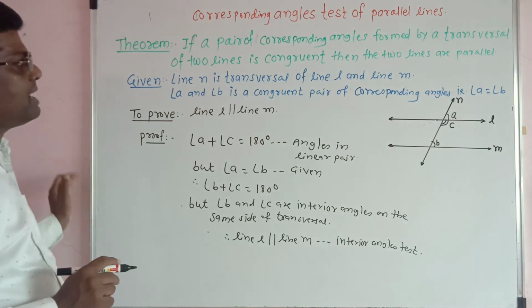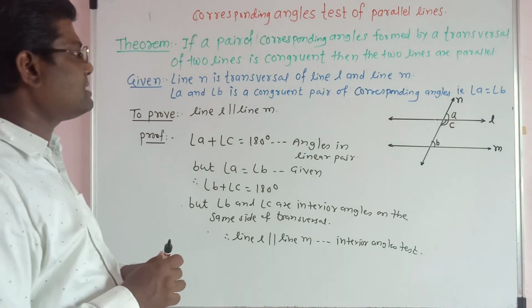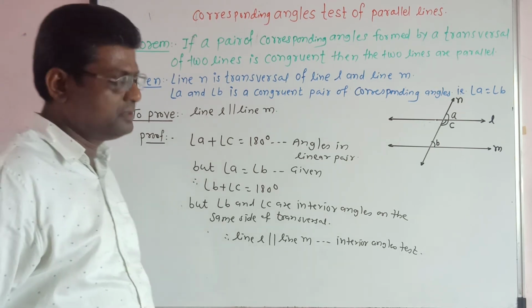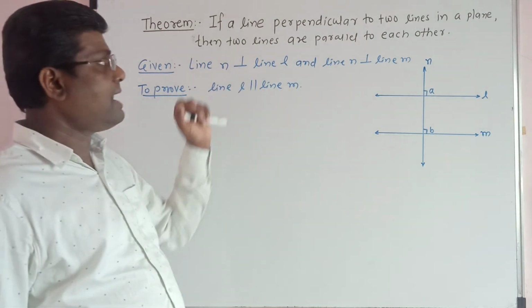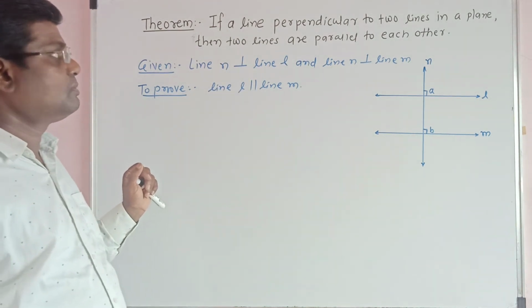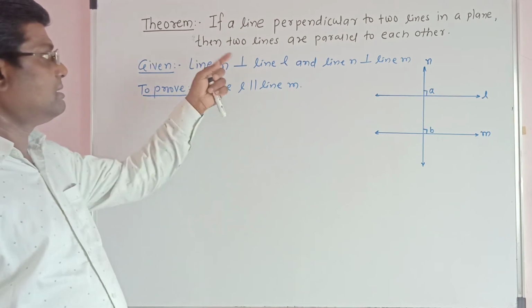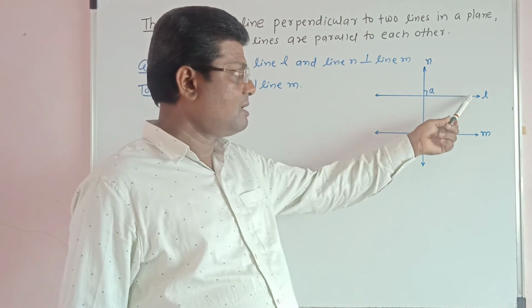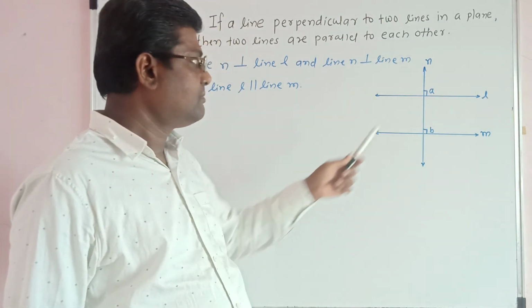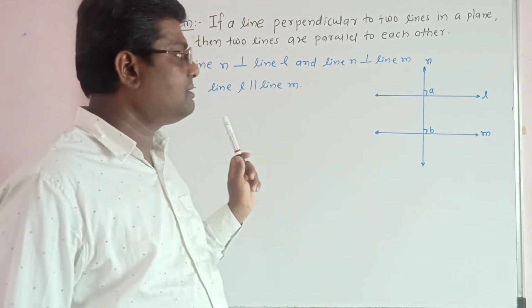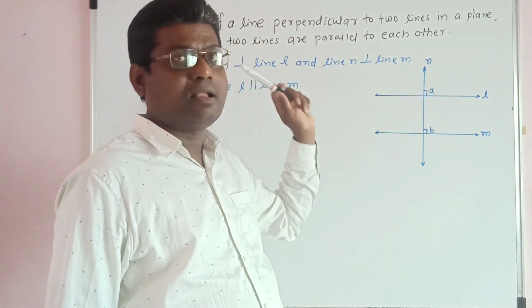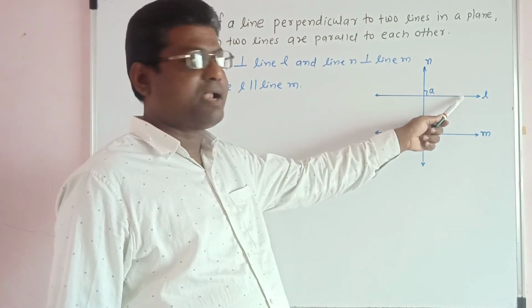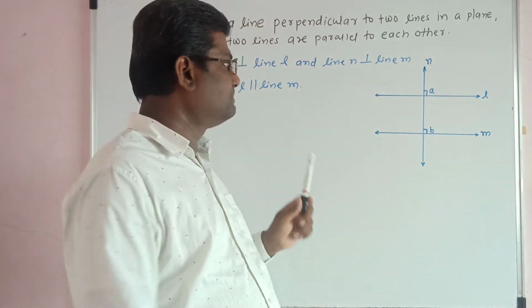So, if a pair of corresponding angles formed by a transversal of two lines is congruent, then the two lines are parallel. Next theorem: if a line is perpendicular to two lines in a plane, then the two lines are parallel to each other. Here two lines are given, line L and line M, and line N is perpendicular to line L as well as line M. Then we have to prove that line L is parallel to line M.